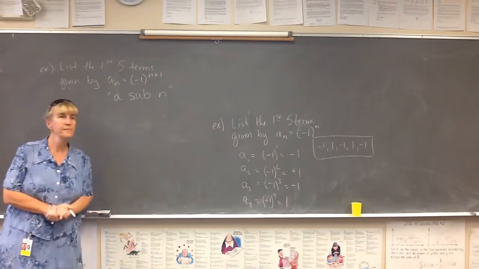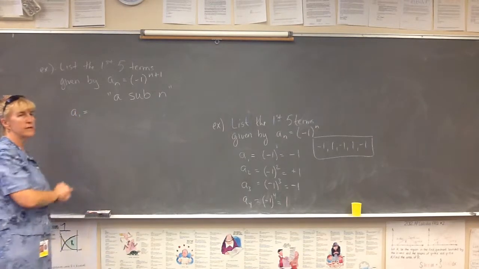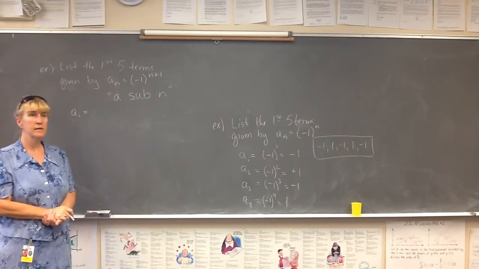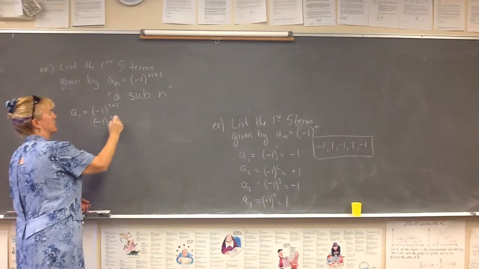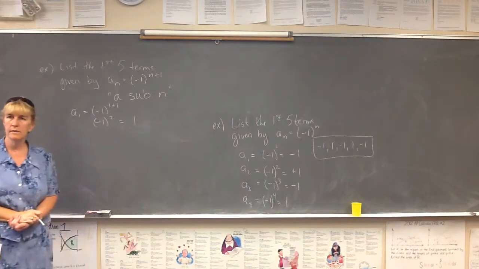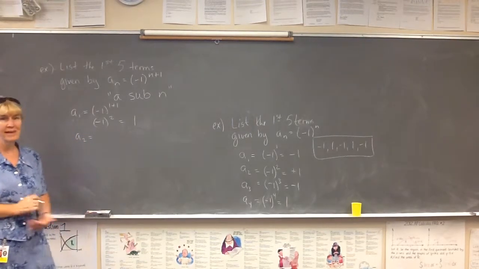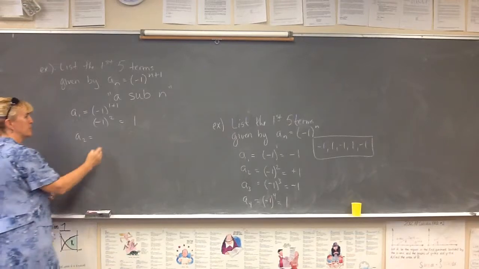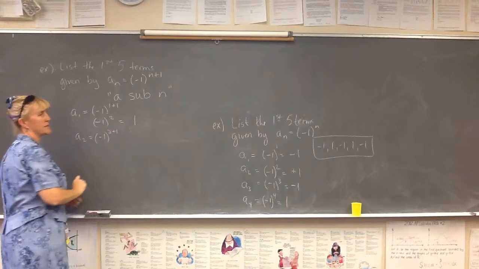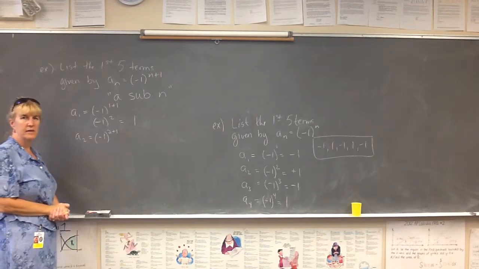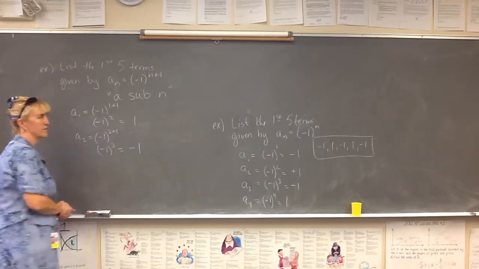All right, what do I do first? a sub 1. What's a sub 1 going to equal? It's going to be a positive 1. Negative 1 to the 1 plus 1 is negative 1 squared, which is 1. What's a sub 2 going to equal? It's going to be negative 1, because if I put a 2 in here and add 1 to 2, that gives me an odd exponent. So this is negative 1 cubed, which is negative 1.